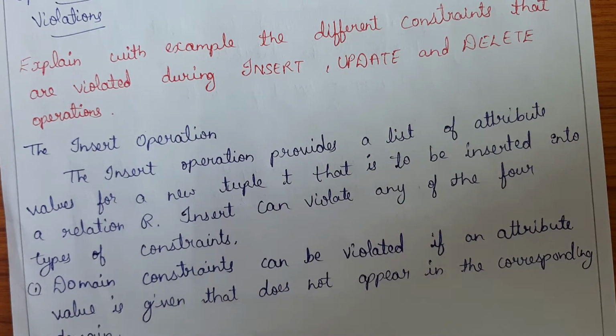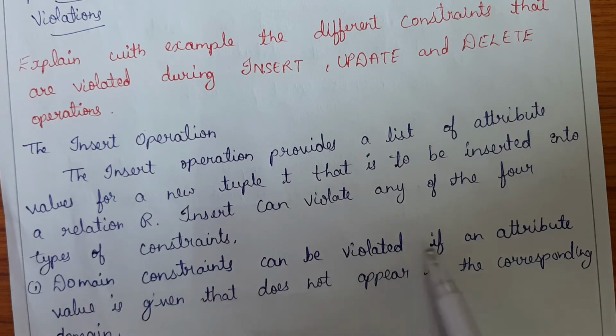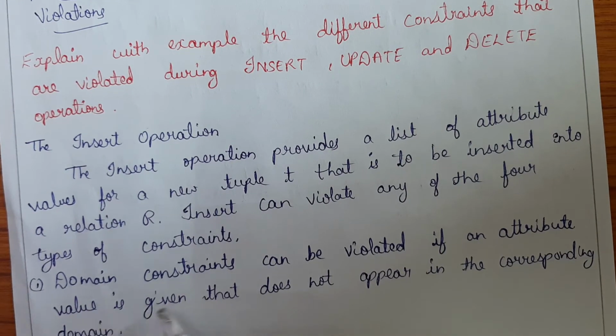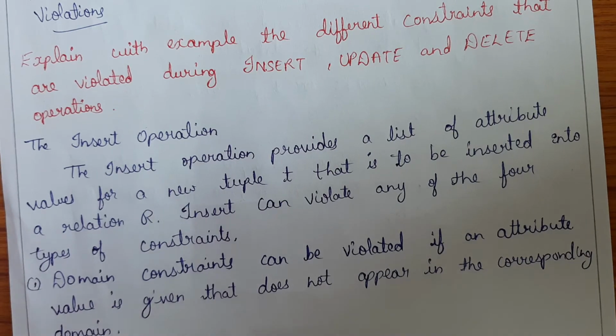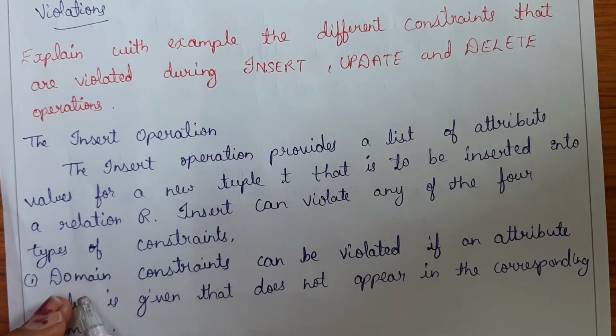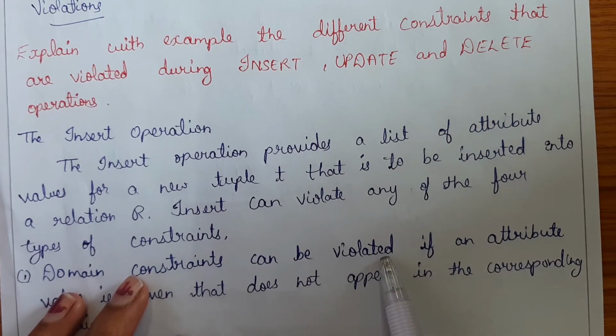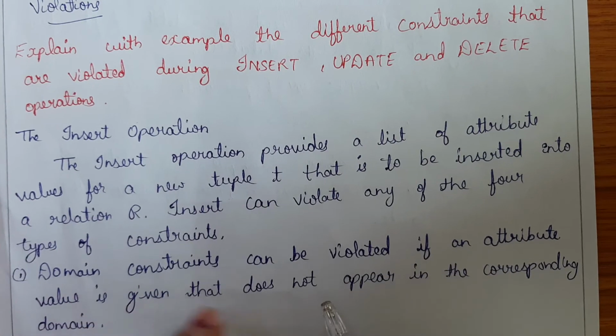The types of conditions are: domain constraints can be violated if an attribute value is given that does not appear in the corresponding domain. Domain means the value which we entered in the table. Okay, the domain constraints can be violated if an attribute value is given that does not appear.